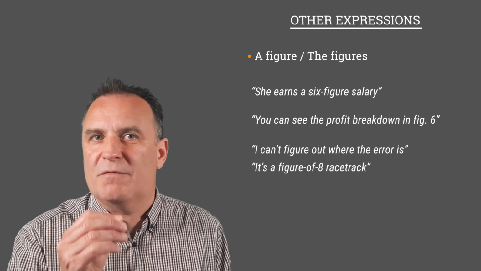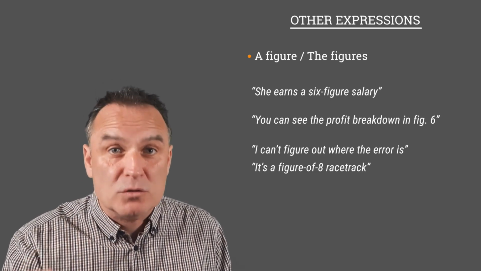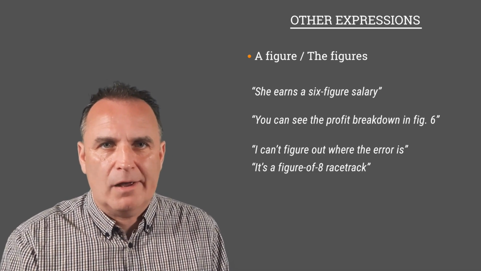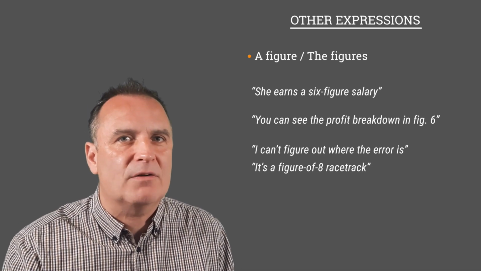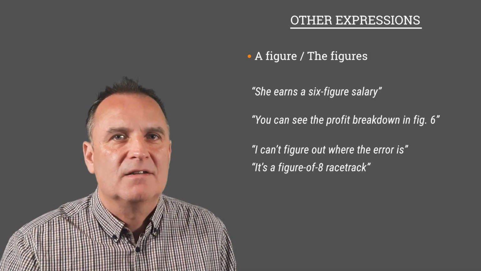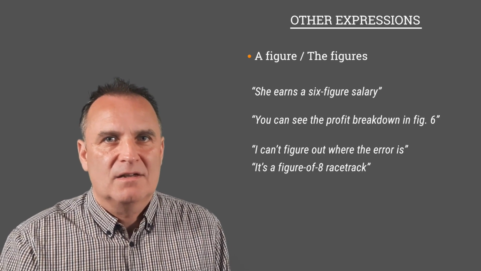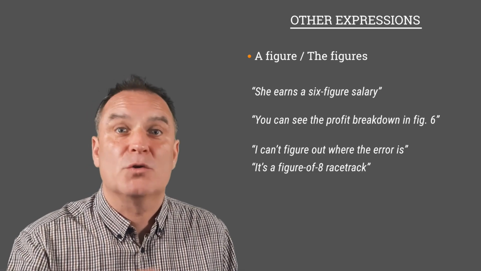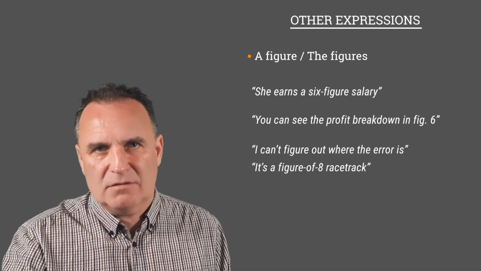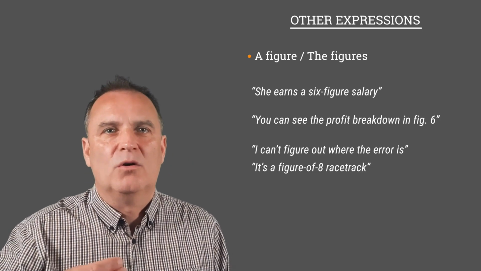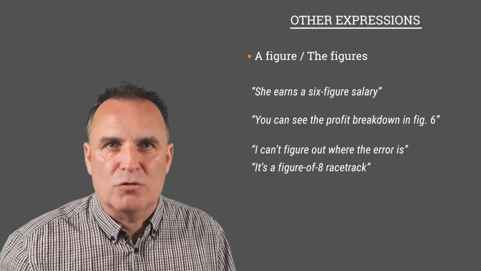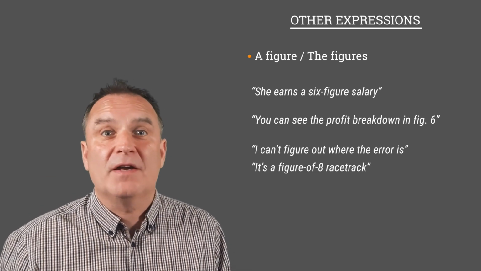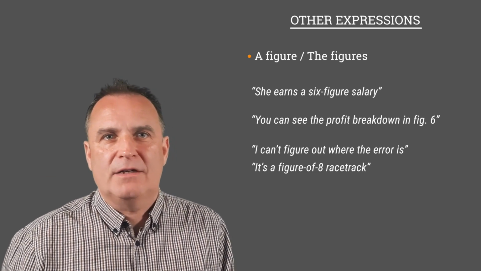Another way we use the word figure, particularly in reports, is to mean diagram. So you might see a line like, you can see the profit breakdown in figure 6. This means in diagram 6. I've seen this cause some confusion. Figure very often refers to a number or a digit, so the digits from 0 to 9, or a number or a total. But it can also refer to a diagram.